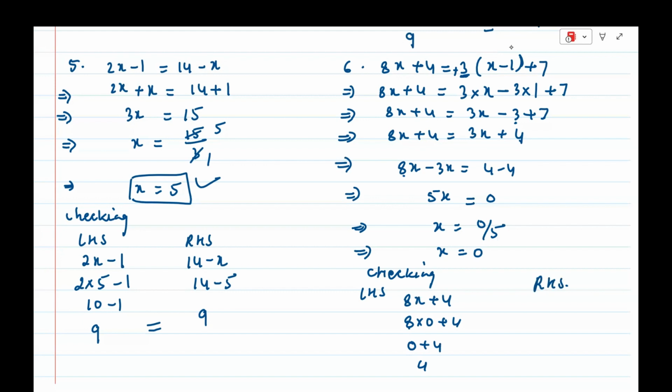Right hand side, I have 3 into x minus 1 plus 7. So 3 into 0 minus 1 plus 7. 0 minus 1 is minus 1. So it is minus 3 plus 7. Because 3 into minus 1 is minus 3. The answer is 4. As both left hand side and right hand side are equal, our answer was correct.